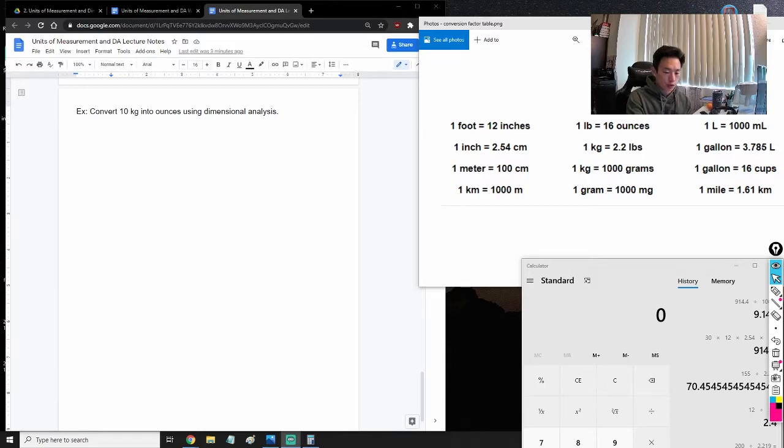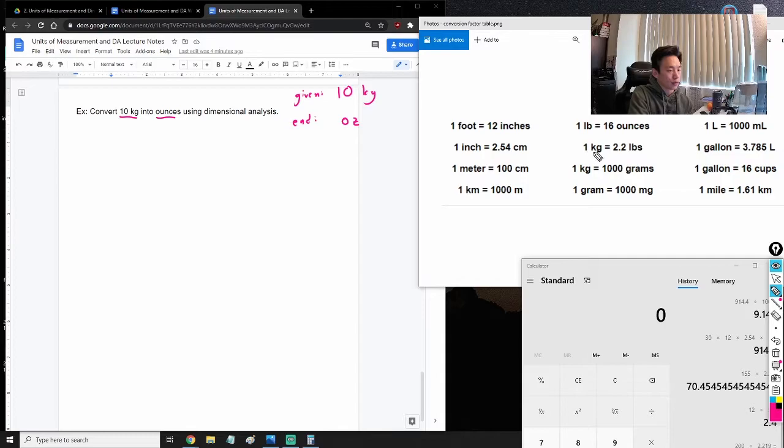Alrighty guys, so we're going to go over the last problem for today's lecture. If you feel confident, I encourage you guys to try it on your own. But if not, I'm going to take it step by step. So here, again, we're going to start off by figuring out what we're given and what we should end with. It says convert 10 kilograms into ounces. That means we're going to start with 10 kilograms, and we're going to end up with ounces.